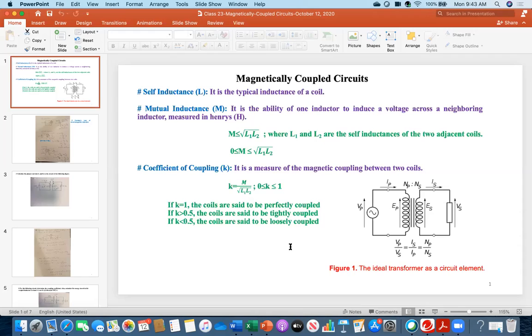Okay. Now, based on these things, everybody, please write down this equation with pen and paper. This is the definition of K: K is m over root of L1 and L2. Just write down this one, everybody. The coefficient of coupling K equals m over root of L1 L2. Soon in a numerical problem, you will need this one.